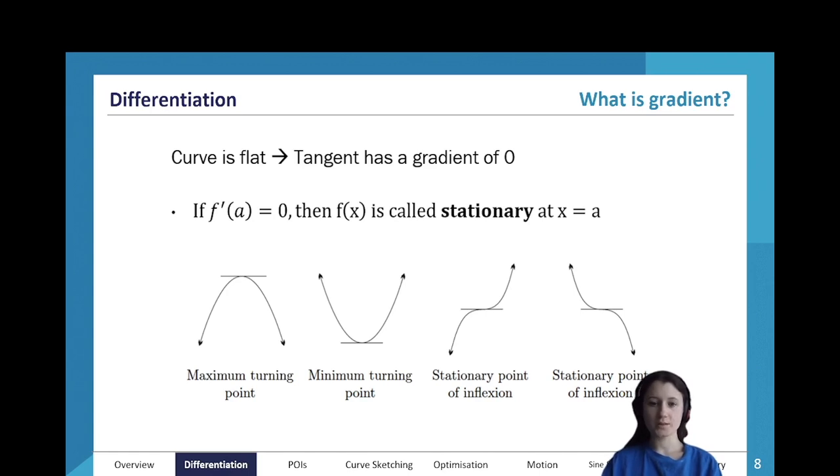So this information about the stationary points has application when we get into the word questions more so, and optimization. We'll get onto that later on.